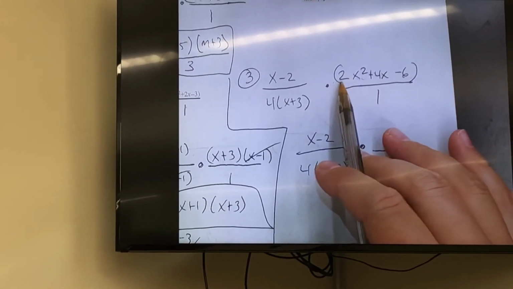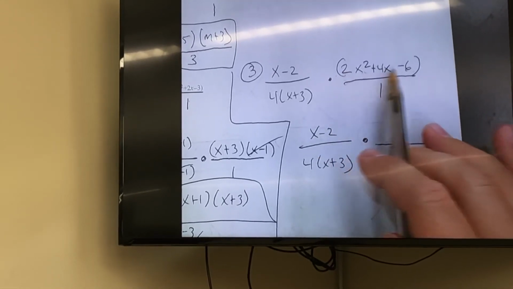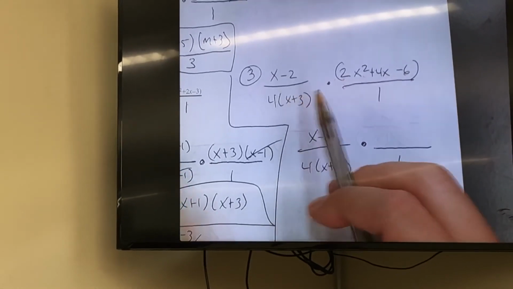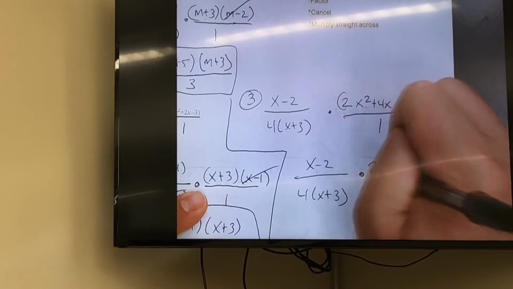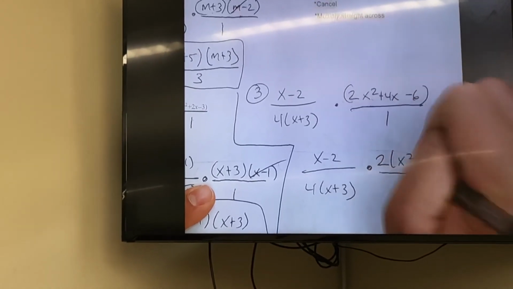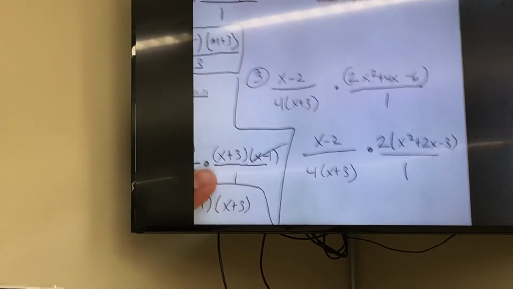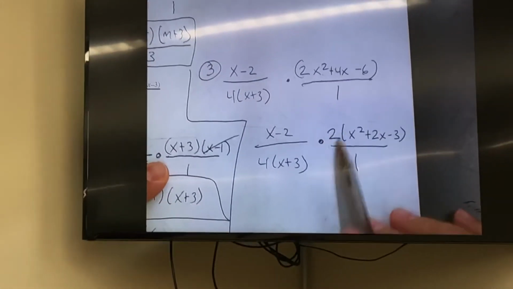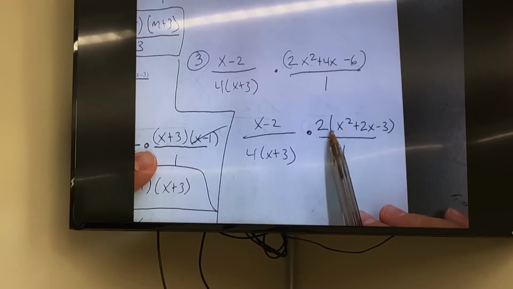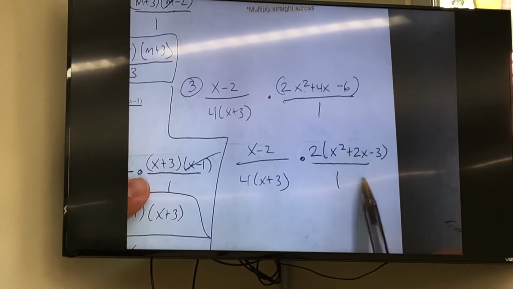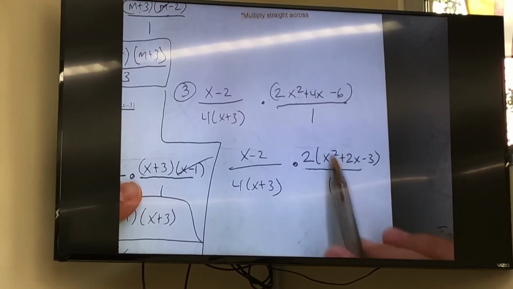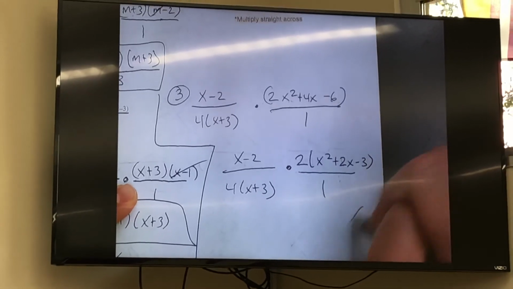You guys got to pay attention. A 2 is a GCF there. So I'm going to pull out the 2. x squared plus 2x minus 3. If you forgot to pull out the GCF, when you do the big X, it reduces the GCF and you would get the wrong answer. Okay? This now should be factored with the big X.